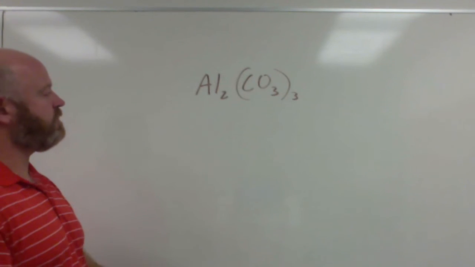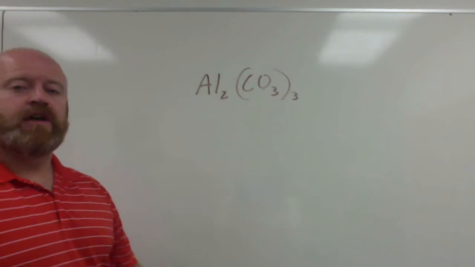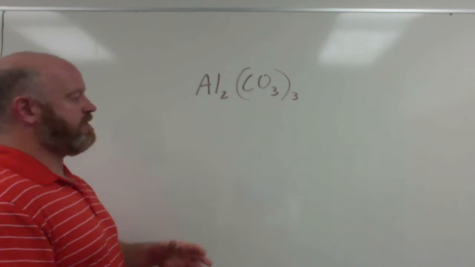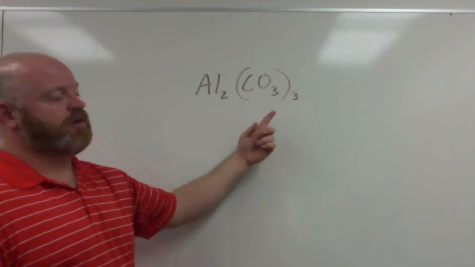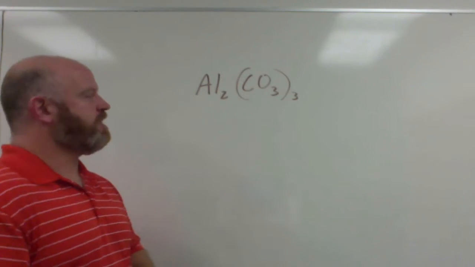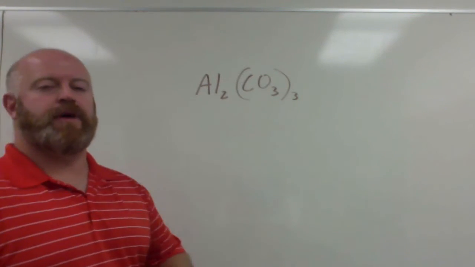If we take a look at this, we have Al2(CO3)3. It looks much more complex at first glance, and you might say, how do I deal with all this stuff over here? What do I call that? How does it work? And what we have to recall is that the CO3 actually comes from something we were doing in our past unit.